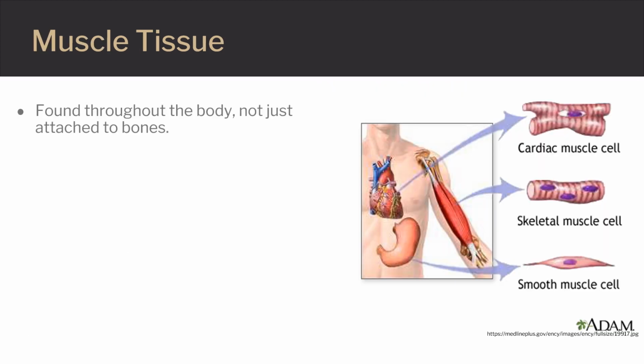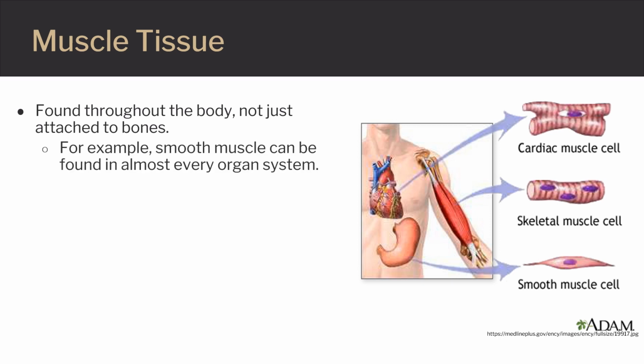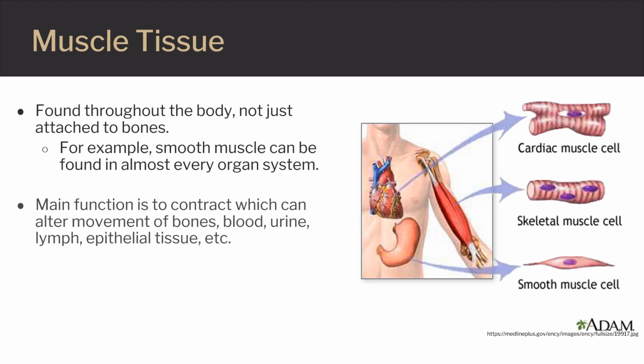Muscle tissue is found throughout the body, not just attached to the bones. For example, smooth muscle tissue can be found in almost every organ system. The main function of muscle tissue is to contract, which can alter movement of bones, blood, urine, lymph, epithelial tissue, etc. Lastly, there are three types of muscle tissue: skeletal, cardiac, and smooth muscle.